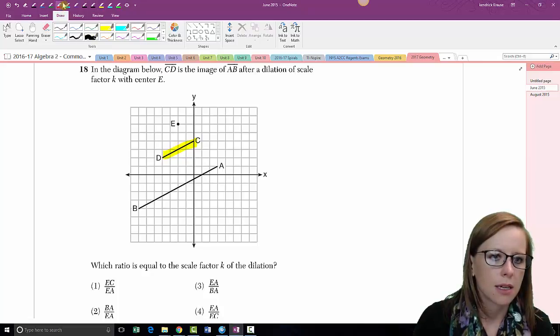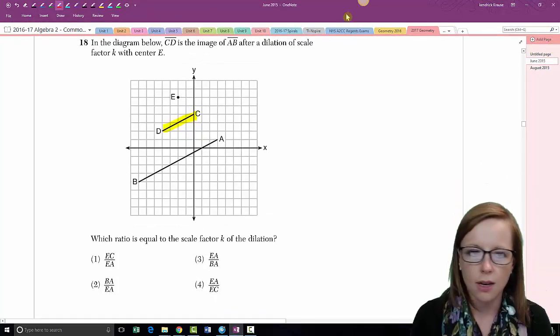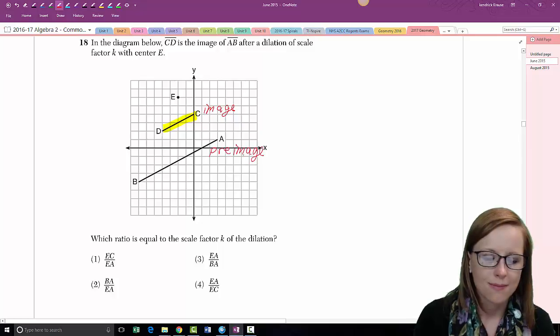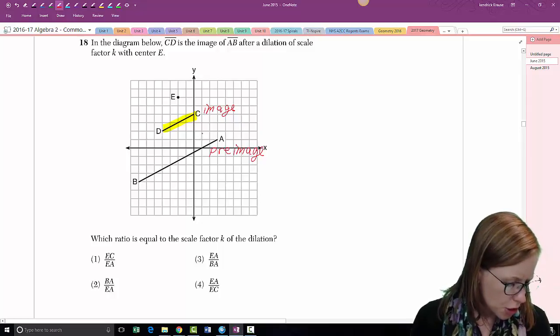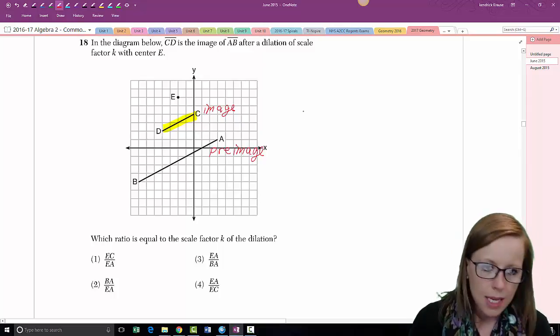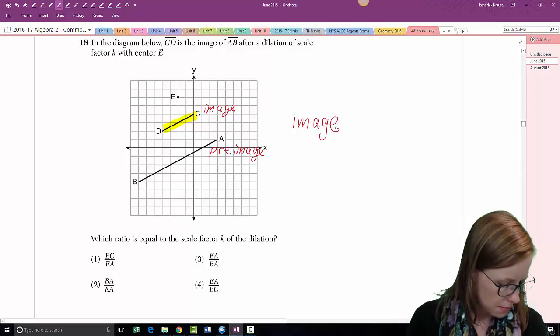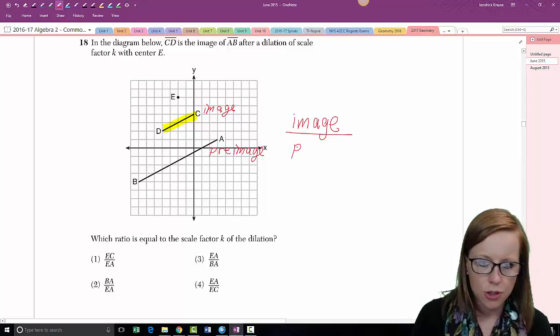Let me get rid of this. I'm sorry, it's just making me crazy. This is the image, and this is the pre-image. So we are dilating it. Which ratio is equal to the scale factor K? What we have to know is that it's image over pre-image.